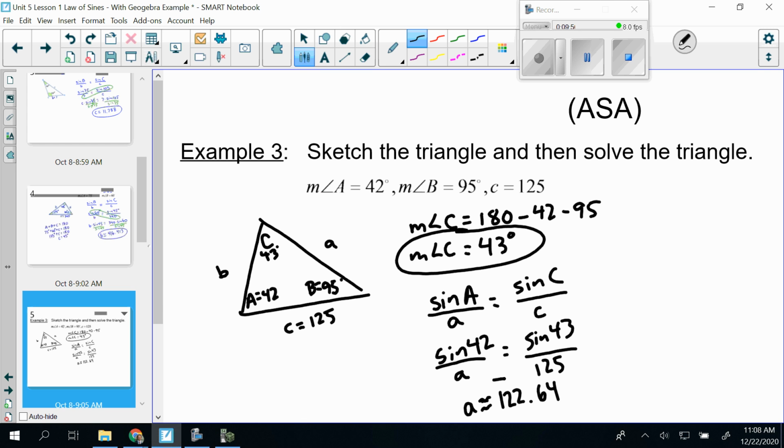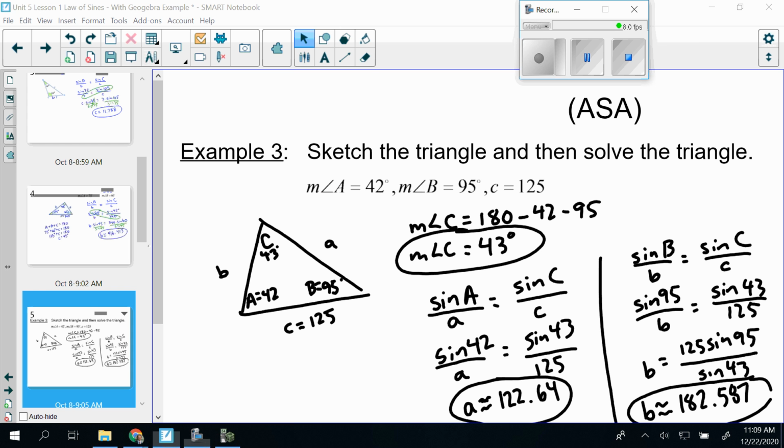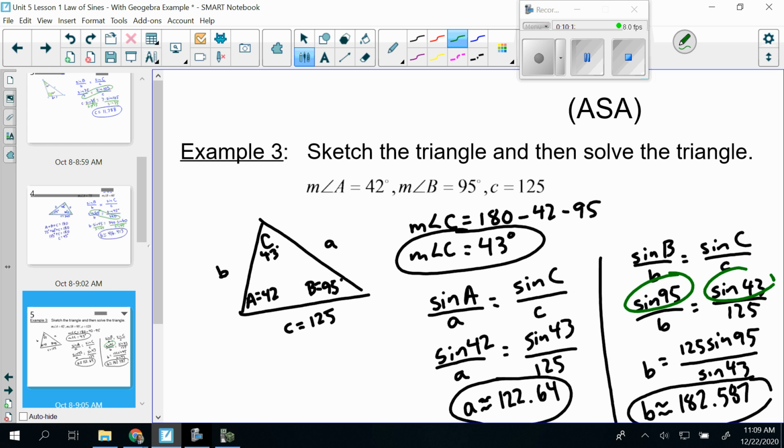Let's have you guys now try and see if you can get B. So pause the video, try it out and see what you get. All right, let's see what you got here. You want to probably use B and C as the ones because we know angle B here is 95, and we know angle C is 43 and side C is that. Cross multiply and divide, you should put that now in your calculator and you should have got about 182.587 as the length for side B.